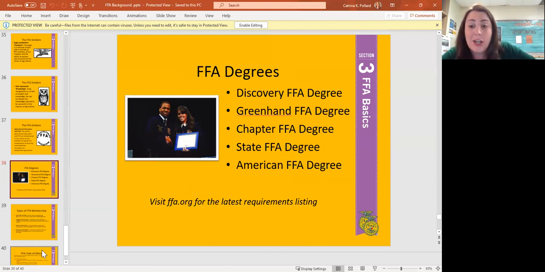The first one that you could get, but you don't have to get, is the Discovery Degree. The Discovery Degree is only for middle school students. So if you went through Indian Creek last year and you were in FFA, you probably got your Discovery Degree. COVID, you might not have actually received it, but you got it. Unfortunately, Cousins or the theme school doesn't have an FFA program. So that's why you don't have to have the Discovery Degree to get the next degree.